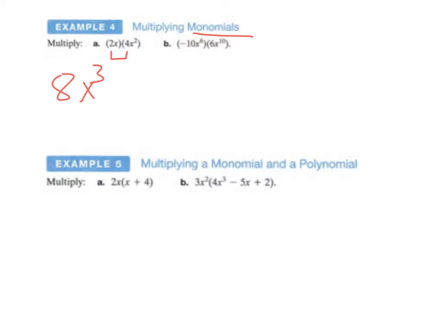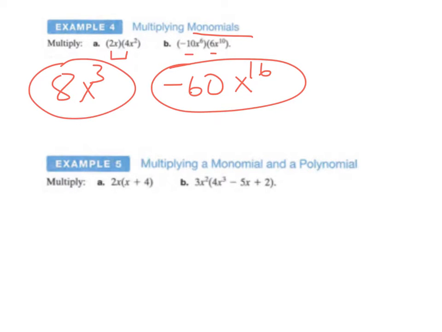So now let's multiply our number times our number, which is negative 60. And if we add the exponents, we get 16. And so there's our answer, and here's our answer over here. Now what we want to do is multiply a monomial by more than 1 term, which is now a polynomial. And we're just going to distribute, basically. So 2 times 1, and x times x is x squared, and 2x times 4 is 8x.